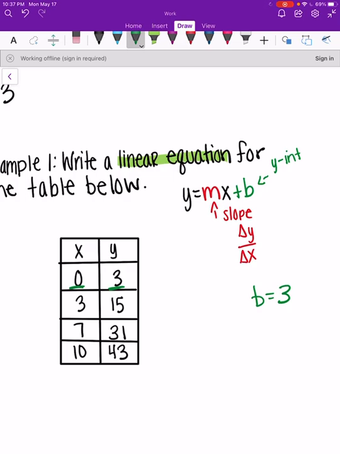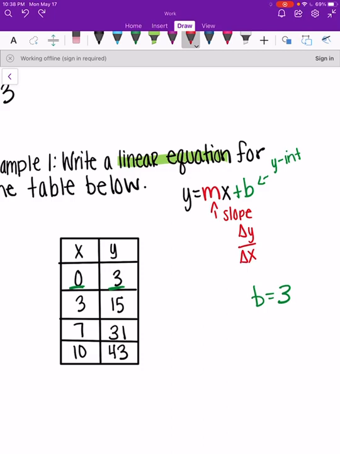If we look at our change in y, well, before that, our change in x is not the same, and neither is our change in y. To get from 0 to 3, we add 3. But to get from 3 to 7, we add 4. And then to get from 7 to 10, we add 3 again. So it's not consistent, and we need to find consistency. So I'm going to delete all that.